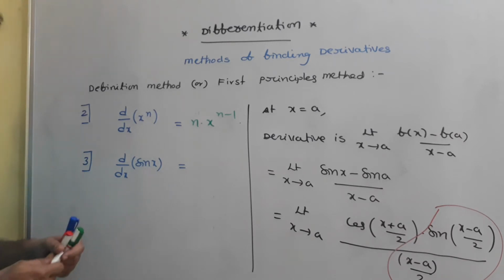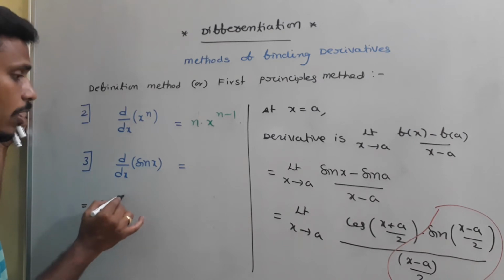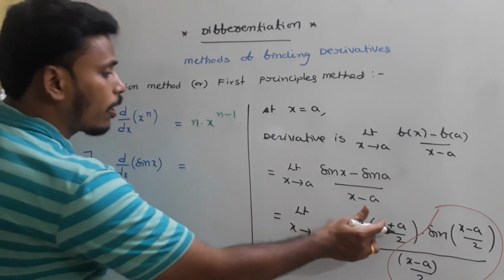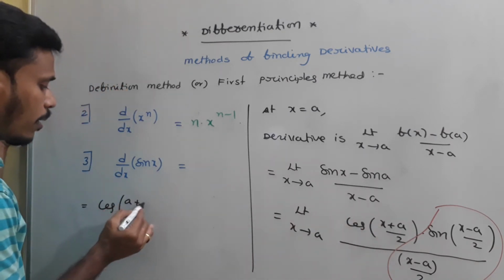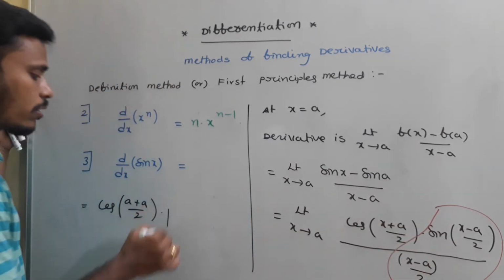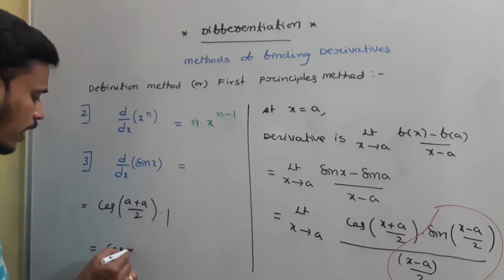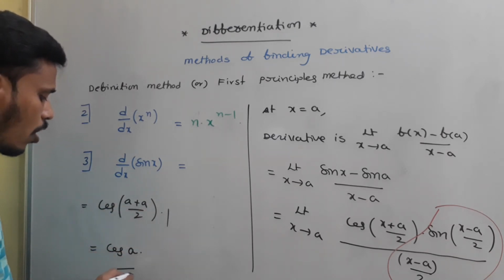Just have a look. That part is equal to cos of, as x tends to a, replace x with a plus a by 2, into this part, which is 1 because sin theta by theta is 1. If you simplify, you will get cos a as your answer.